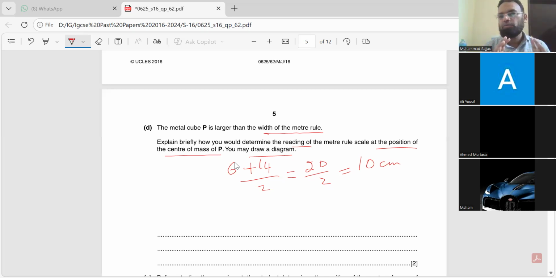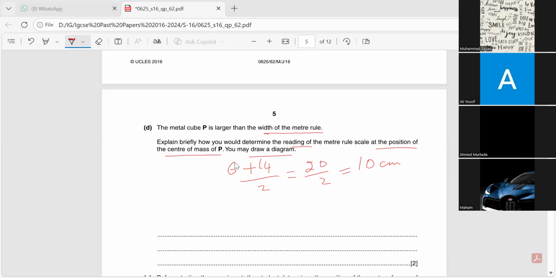So always for any question like this, where the diameter of the object is bigger than the diameter of the ruler, what to do? Place the object on the ruler, measure the length on both the edges of the object on the ruler, then add them together and divide by 2. This will give us the center of that object on the ruler. I'm sure this is okay with you all. So now let's write the answer for this part.